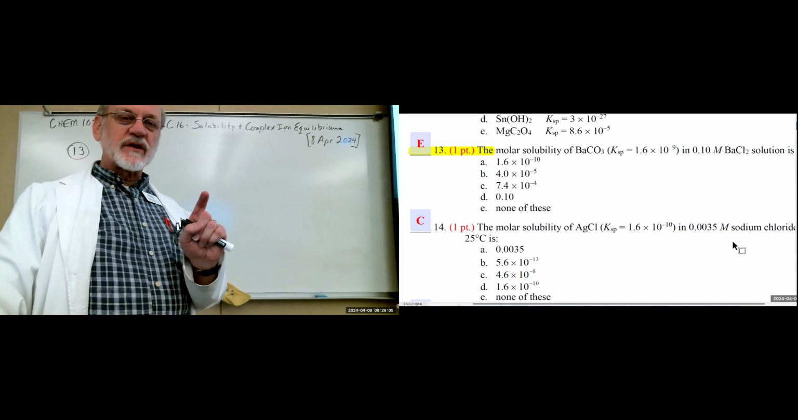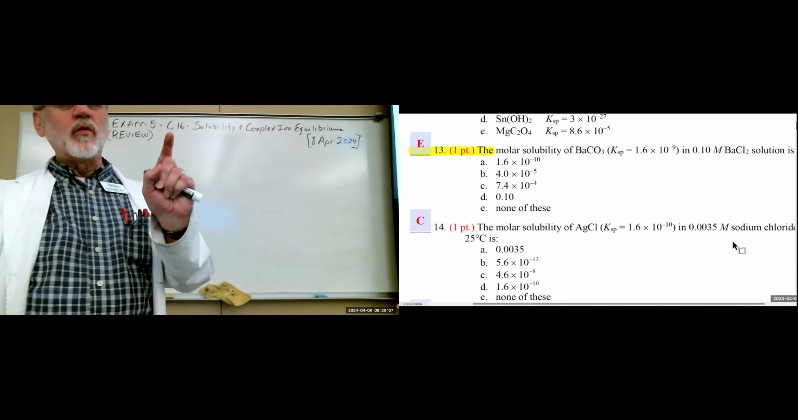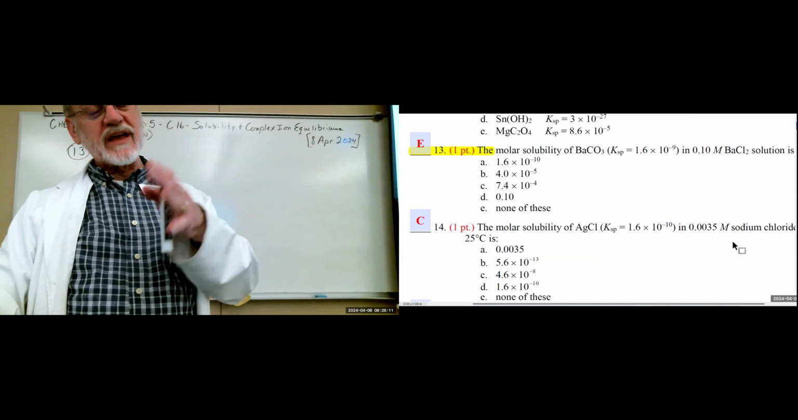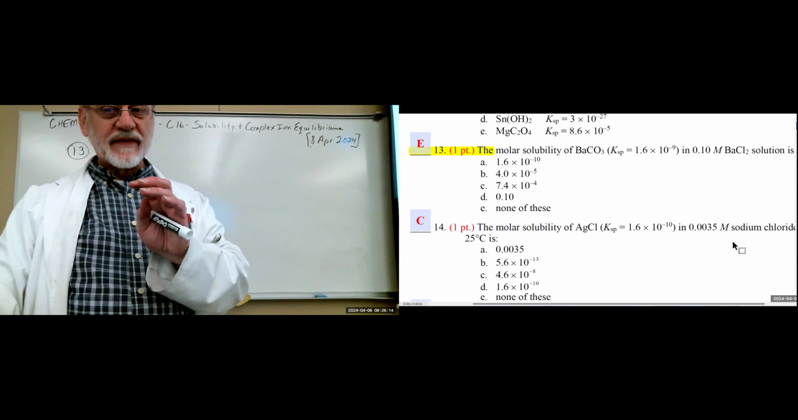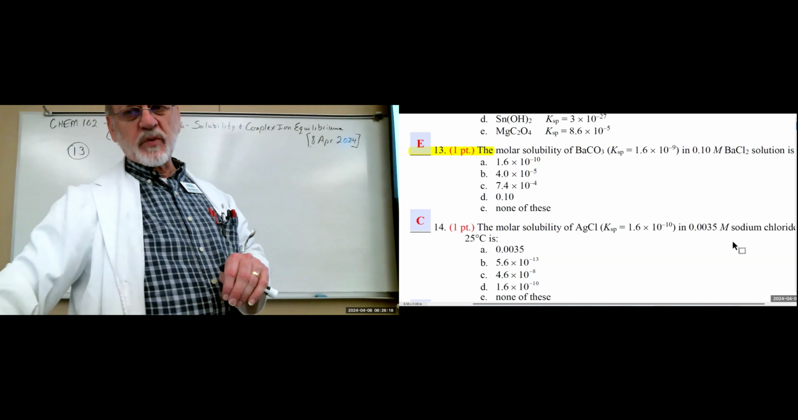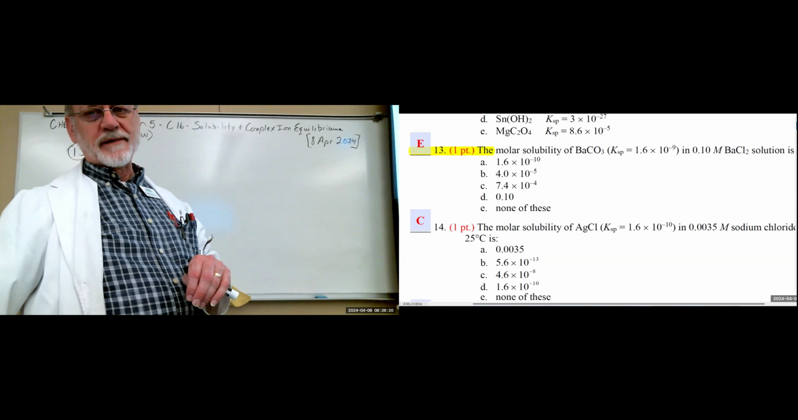But the solubility will change. We want to know the molar solubility. We know the Ksp, we know the constant, and that's constant based on temperature. So now we're going to put it in 0.1 molar barium chloride.